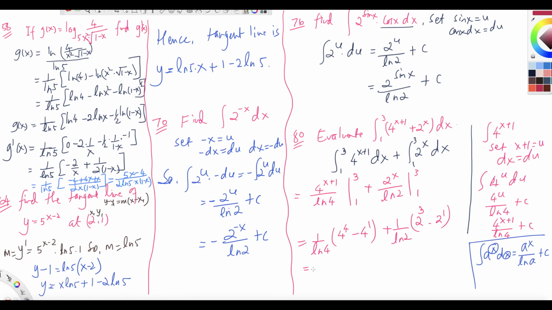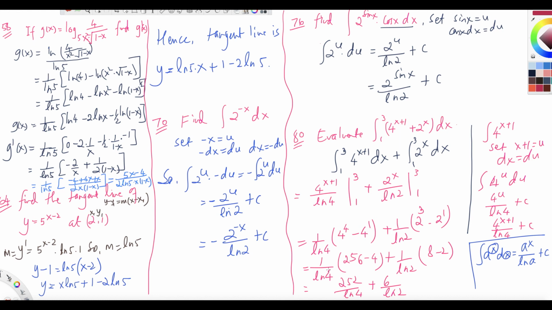Let me write that down: 1 over natural log of 4 times 256 minus 4, plus 1 over natural log of 2 times 8 minus 2. So what do you get? 256 minus 4 is 252. So 252 over natural log of 4 plus 6 over natural log of 2. That is the integral. If you want to use a calculator and get a fixed decimal number, that's fine too. So this is how we find the integral.